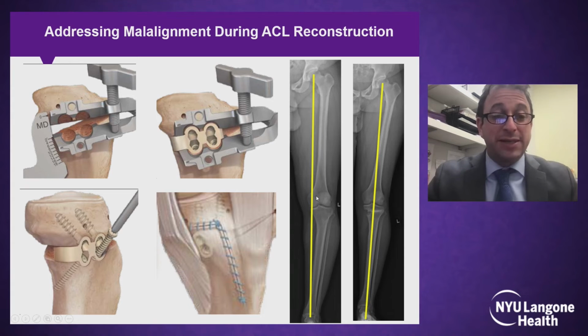Once the osteotomy is completed, we will then wedge it open to our planned correction angle, put in our implant. But what we're going to do in this case is we're going to leave that proximal lateral hole for our drilling of the tibial tunnel.